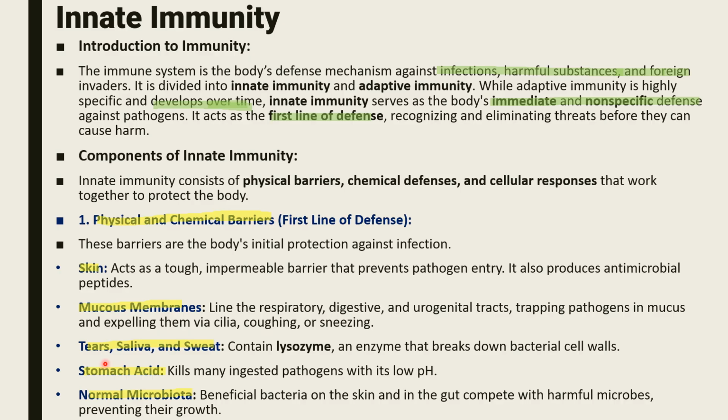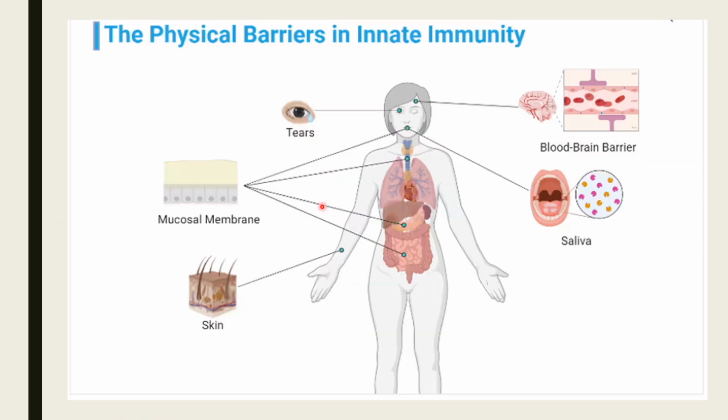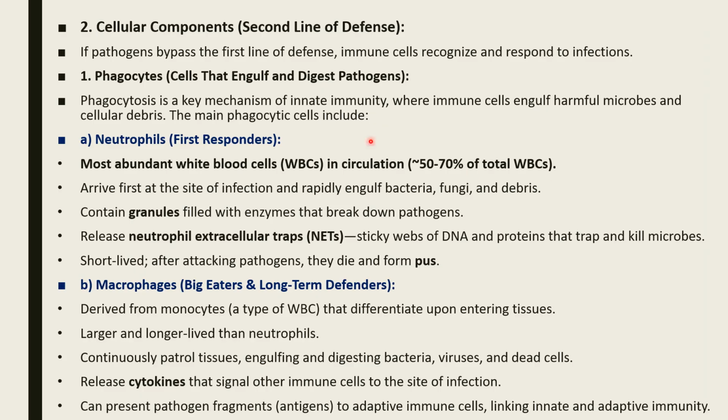Now, tears, saliva, and sweat also contain lysozyme, an enzyme that breaks down bacterial cell walls and also engulfs them. Stomach acid kills many ingested pathogens with its low pH, while normal microbiota, beneficial bacteria on the skin or in the gut, compete with harmful microbes, preventing their growth. The physical innate immunity: the tear, mucosal membrane, the skin, saliva, and blood-brain barrier.